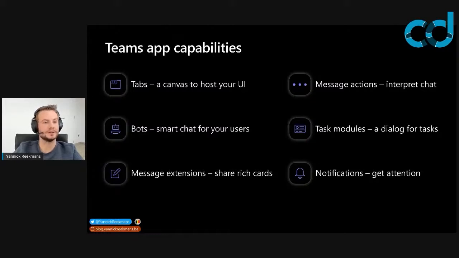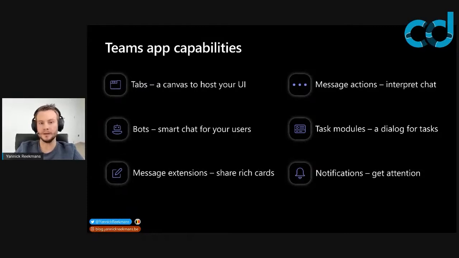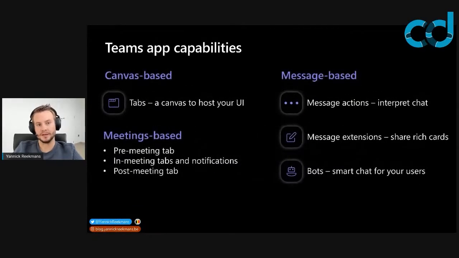You have to understand what each of them does and the possibilities that each of them bring in for your application. Now we can put them in some categories. So some of them are canvas-based and some of them are message-based. Basically, it comes down to what capability this extensibility point has and where it starts. So for a tab, I already said it's a big canvas. It's almost a full screen application. It's like a website. Message-based are all those that either start from a message or send a message to your users.